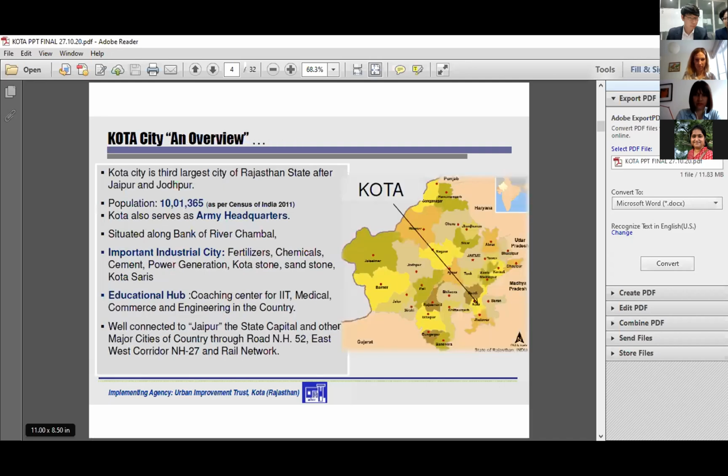I just want to give you an overview of Kota city. Kota city is the third largest city of Rajasthan after Jaipur and Jodhpur. Its population as per census 2011 was more than 10 lakhs, and it is an important industrial city of Rajasthan state as well as a coaching hub, and is well connected through state highways, national highways and railway network.